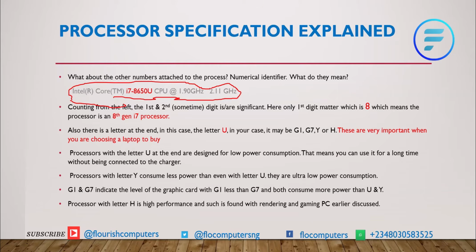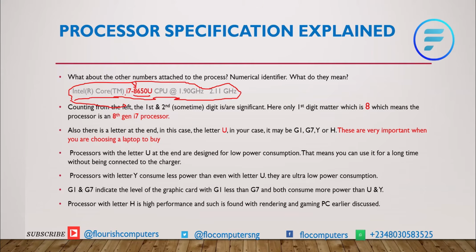Remember, we said that if you are going to be doing video editing, you're going to be doing rendering, then your most important attention should be on the processor. Okay, now counting from the left. If you have this kind of processor that I have, counting from the left, the first and the second after the i7, right? If you are counting this numerical identifier that I have on the screen from the left, then you have 8 here as the first one. In some cases the second one will be important. However, in my case it is not. Why? Because this is 8th generation. So this means that I have Core i7 8th generation.